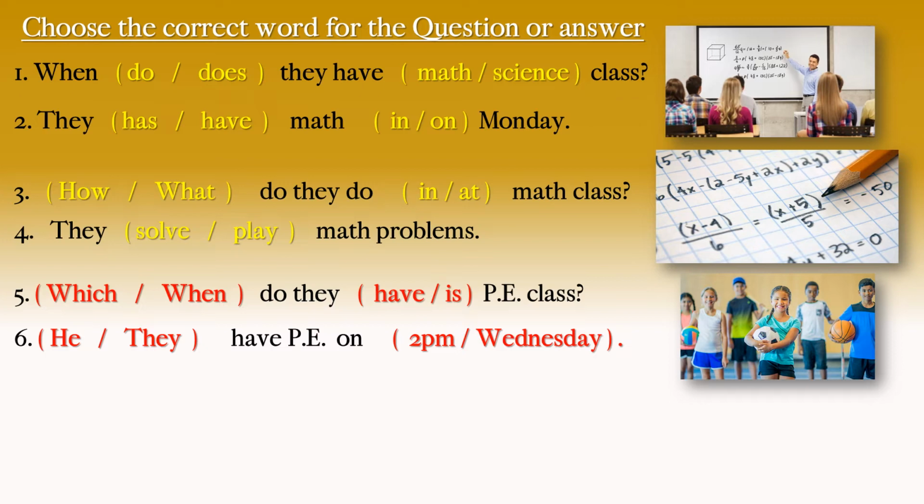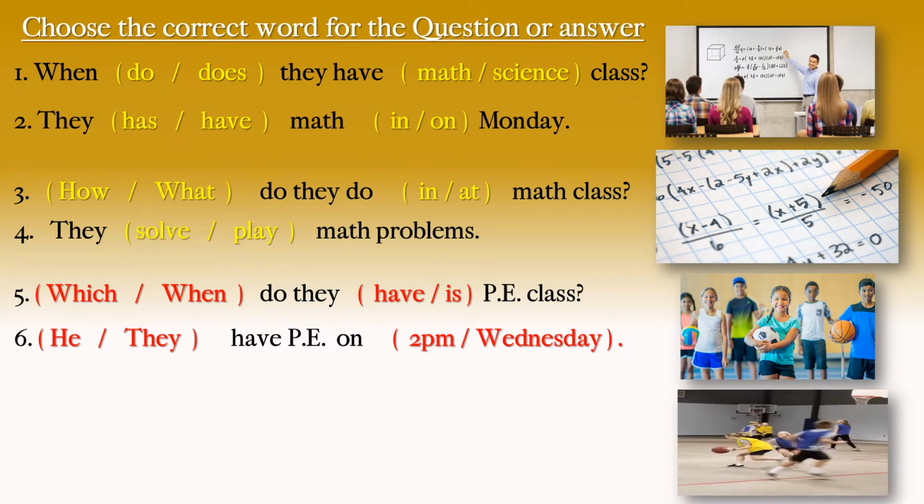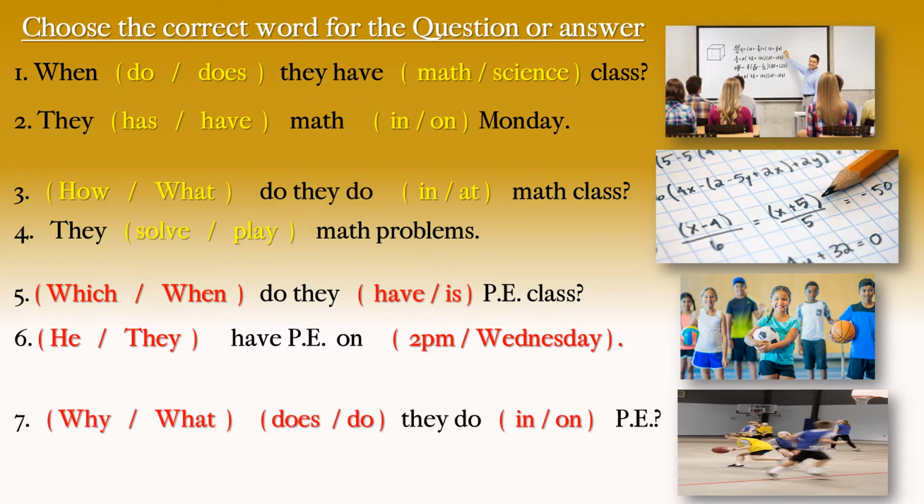Okay, and the last picture. Number 7. What do they do on PE? That one's not easy, is it? You really have to read and think about what words go with the words I've given you in black. And number 8, they play sports.